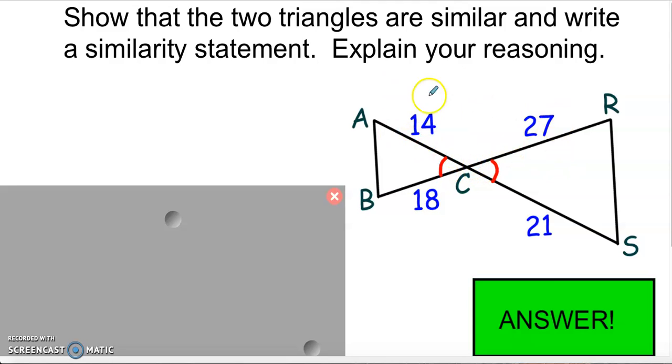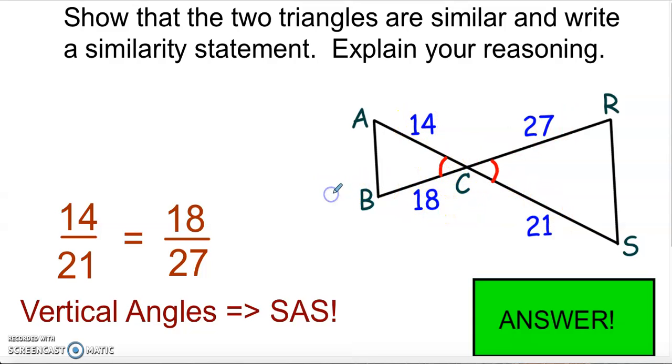When I set up, like how am I going to set up whether these are proportional? Sometimes students will go like 14 to 18 and 27 to 21, and that's not going to work here, okay? You've got to do side lengths in their ascending or descending order. So 14 is not going to correspond with 27. 14 is going to correspond with 21 because this is the smaller of the two numbers on this triangle. Triangle ABC, this is the smallest number. On triangle RSC, the smallest one is 21. So I'm going to go 14 over 21 and then 18 over 27.